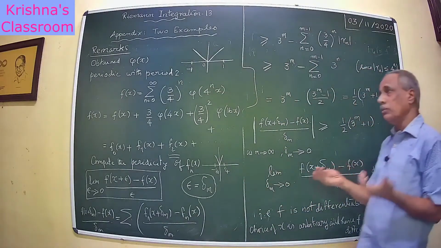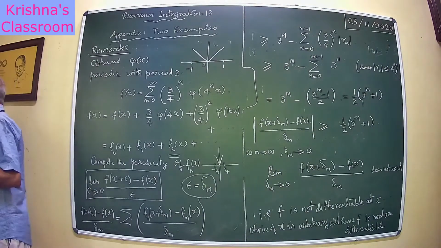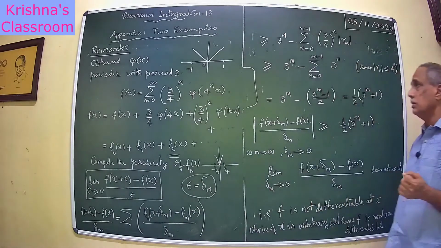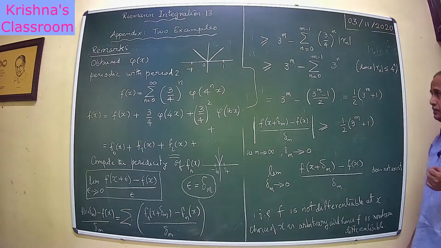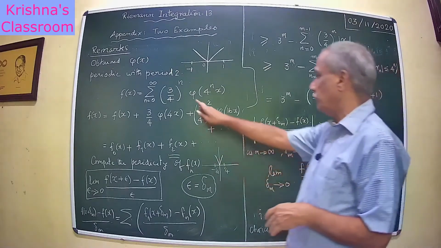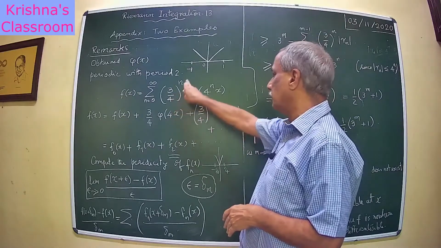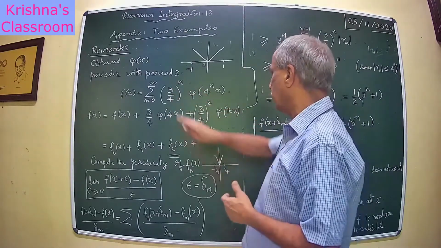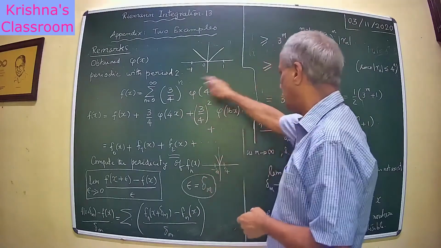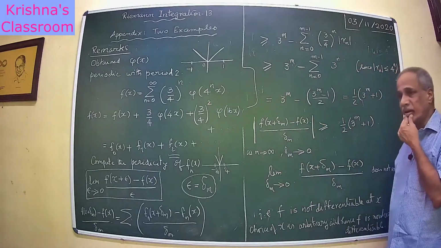Now one quickly observes that this is a uniformly convergent series. That's a simple thing to do because of the (3/4)^n factor coming with all these functions, and these functions are bounded functions, bounded by 1. And therefore, it is quite easy to see that it is uniformly convergent.